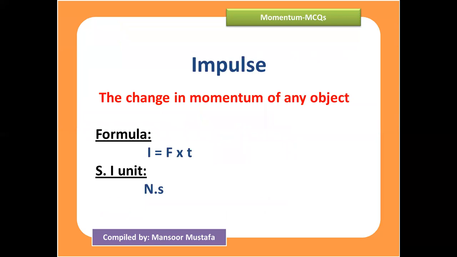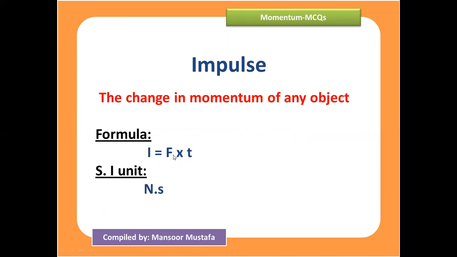Now we move to the last part of this chapter, that is the impulse. Let's have a recap कि ये impulse होता क्या है. Now this impulse is actually the change in momentum of any object. मतलब जो ऑब्जेक्ट में चेंज इन मोमेंटम प्रोड्यूस होता है, दैट चेंज इन मोमेंटम इज कॉल्ड इम्पल्स. नाउ जो इम्पल्स को कैलकुलेट करने का फार्मूला है दैट इज I equals to force multiplied by time.